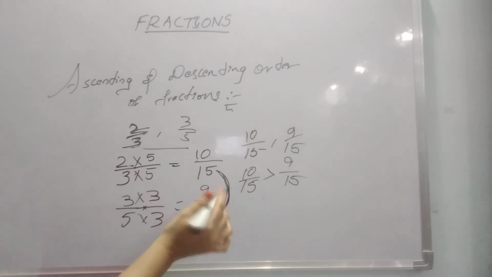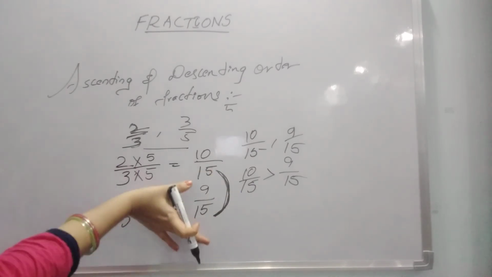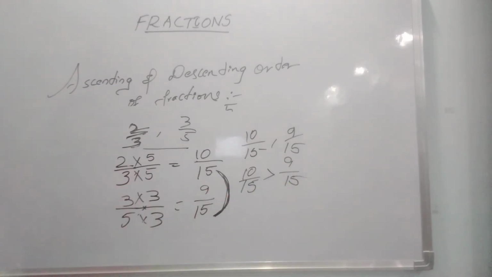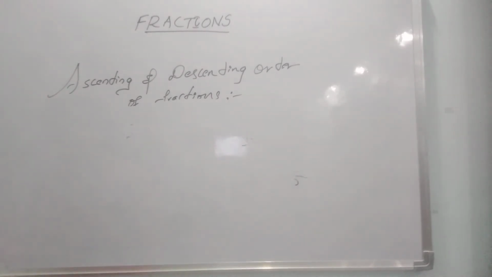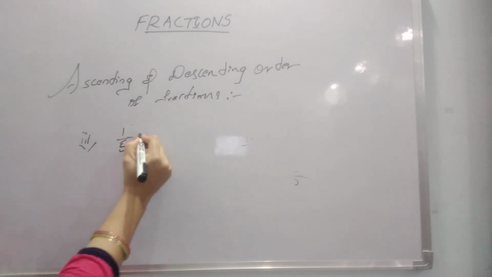Okay, we have to change the denominators into the same number. Then we can compare two fractions easily. Okay, these are the ascending and descending order of fractions. Okay, please note some examples and do as our homework.